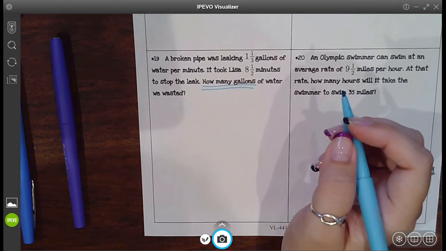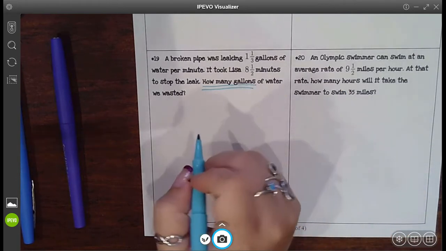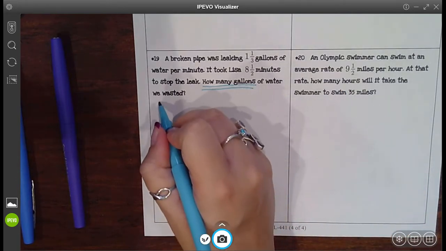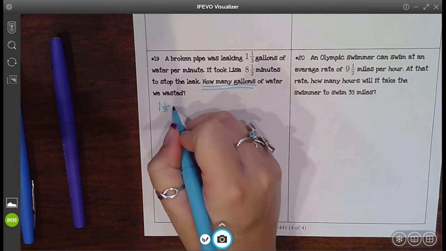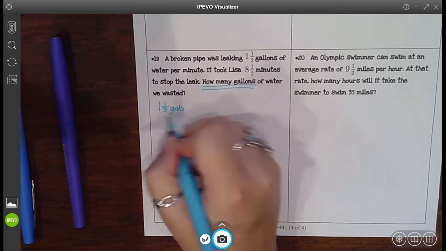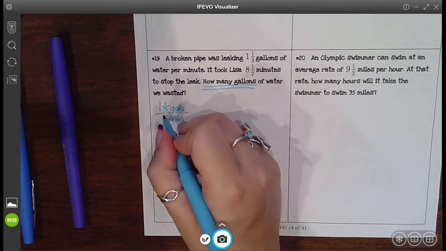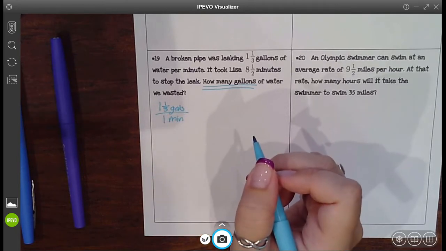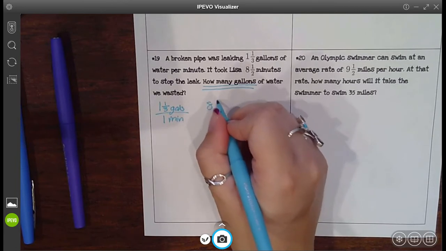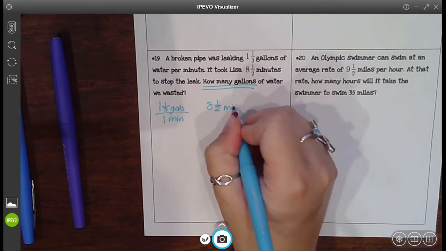And then the two things they told me was it's leaking at a rate of 1 1/3 gallons per minute. So that means 1 1/3 gallons per 1 minute. And it took her 8.5 minutes to stop it.